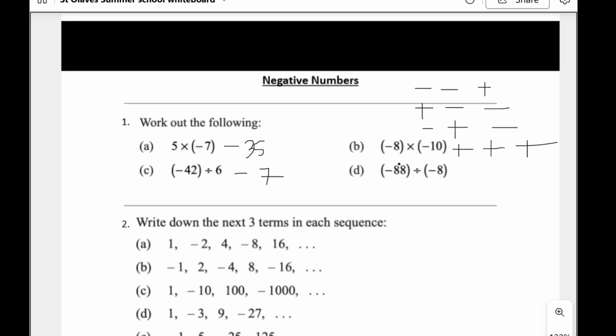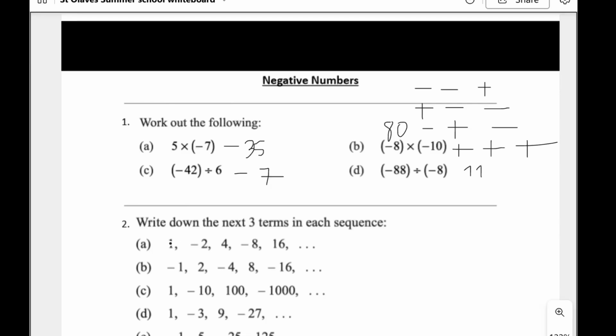We then have a negative and a negative. That gives us a plus. So we just simply do 88 divided by 8, which is equal to 11. And then the last one, same thing. We have a negative and a negative, so that will give us a plus. We get left with 8 times 10, which is just simply 80.